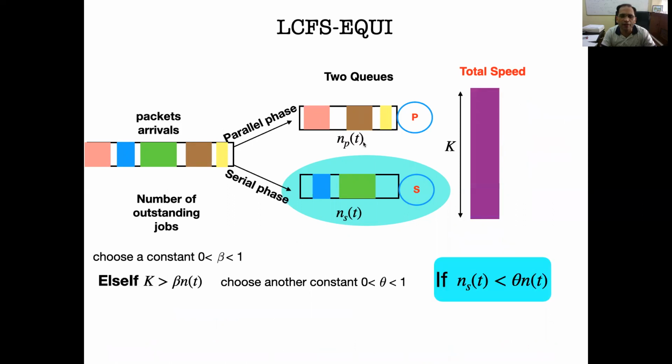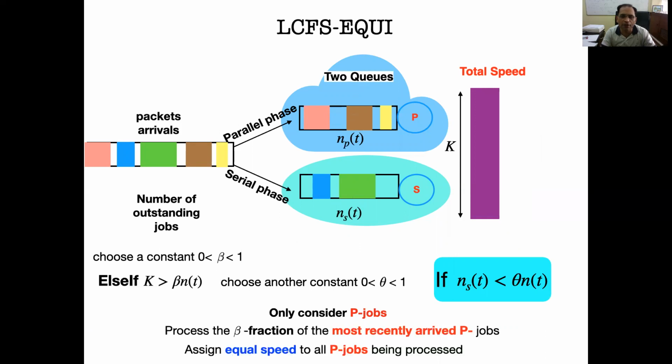The final condition, when the number of jobs which are in the serial phase is less than theta times n_t, we completely disregard the jobs in their serial phases and only consider the jobs in their parallel phases, and process the beta fraction of the most recently arrived jobs with equal speed. So essentially, this part of the algorithm is common to all 3 cases.